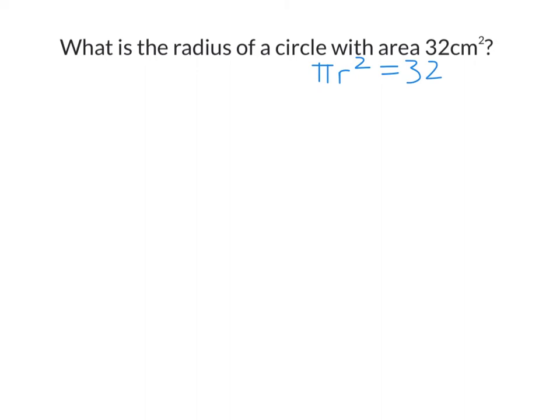All I need to do is get r by itself. So what I'm going to do is divide each side by pi. Pi is just a number, even though it's a very complicated number. And then to get r by itself, I'm going to square root 32 over pi. If you put that in your calculator, you get about 3.2 centimeters. So that is the radius.